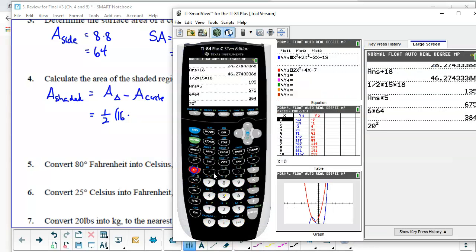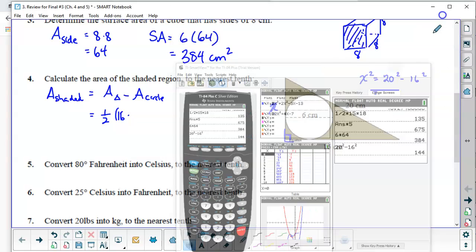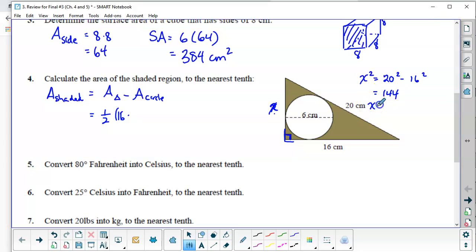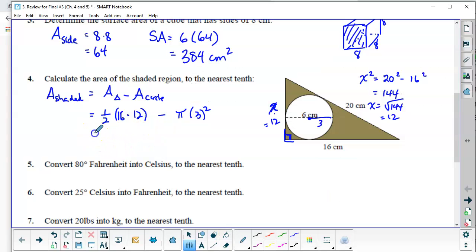So 20 squared minus 16 squared is 144. And then we square root that, which is 12. Okay, so that's going to be times 12. And then we subtract the area of the circle, which is pi times the radius squared. This is the diameter. The radius will be half of that, which is 3. Okay, so 1 divided by 2 times 16 times 12. You could also do 0.5 is the same as a half. You could just put that in. So that's 96.